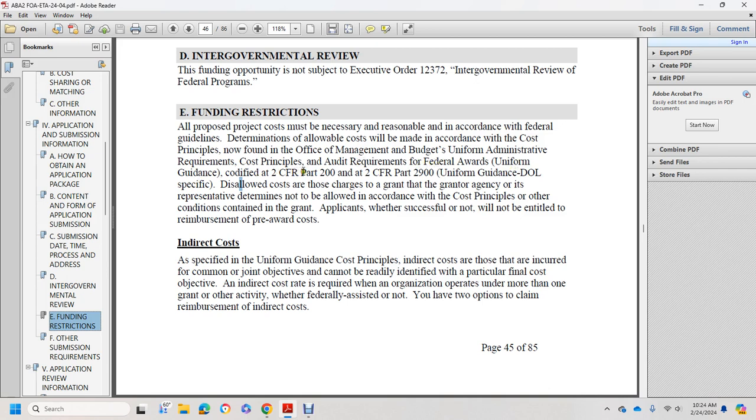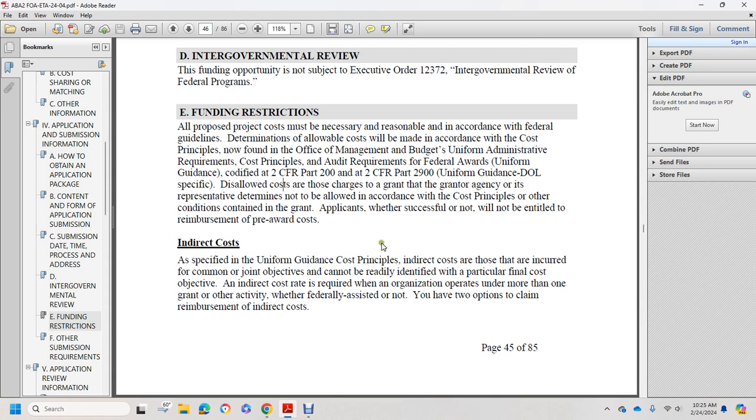Uniform Guidance, codified in Title 2 CFR Part 200 and Title 2 CFR Part 29. Uniform Guidance, Department of Labor specific. Disallowed costs are those that the grant agency's representatives determine not to be allowed in accordance with the cost principles contained in the grant. Applicants, whether they're successful or not, will not be entitled to reimbursement of pre-award costs.